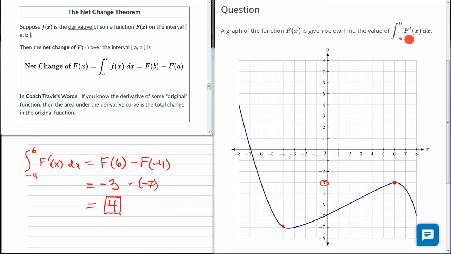So that's pretty cool in some sense. I mean, we were able to find the area under the f prime function without even knowing what the f prime function looks like. So that's pretty interesting.